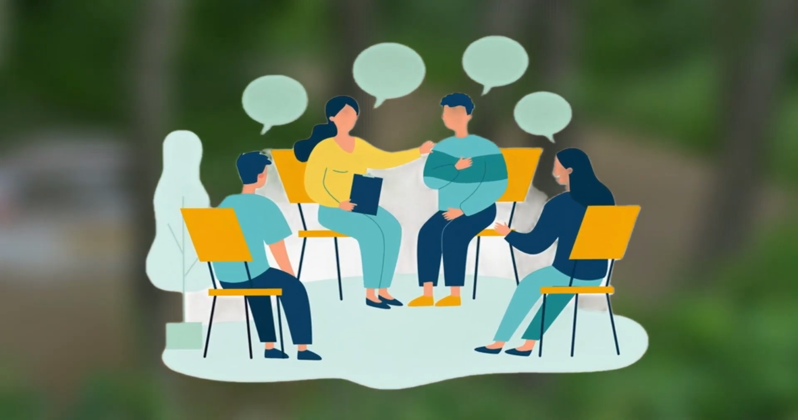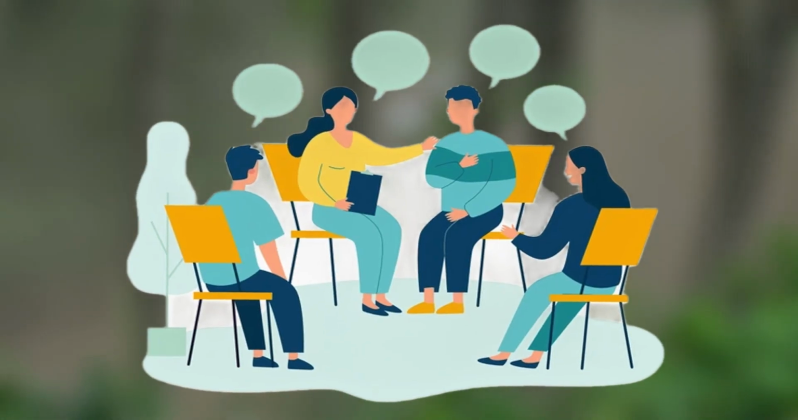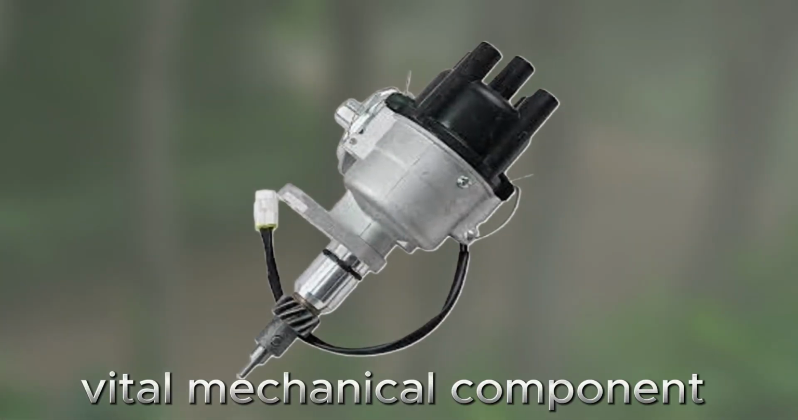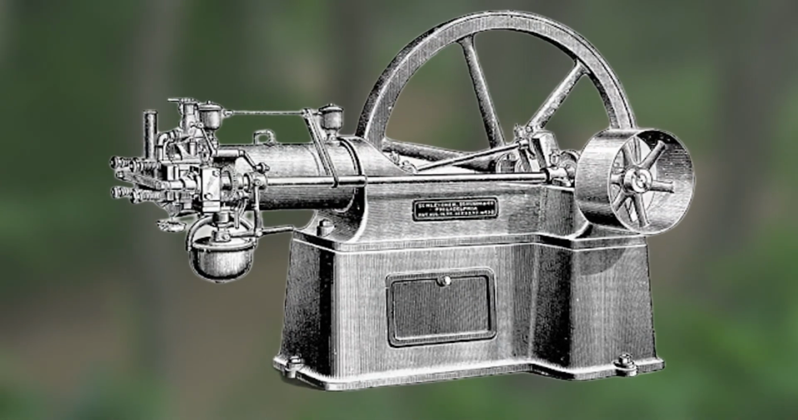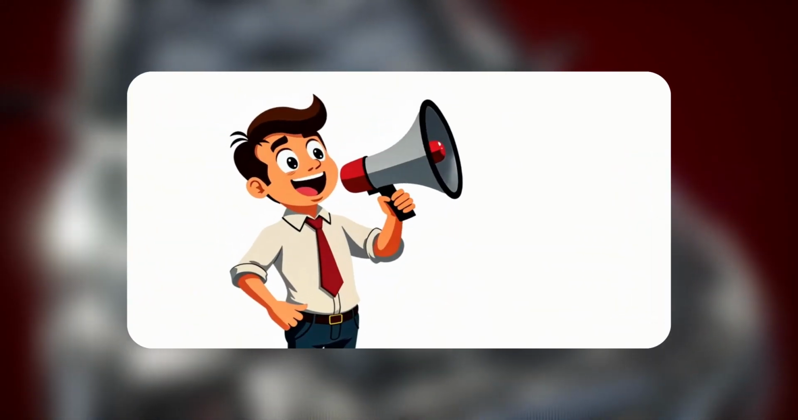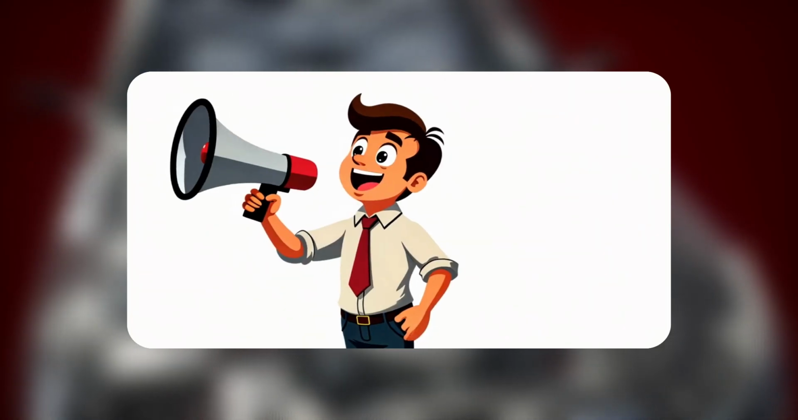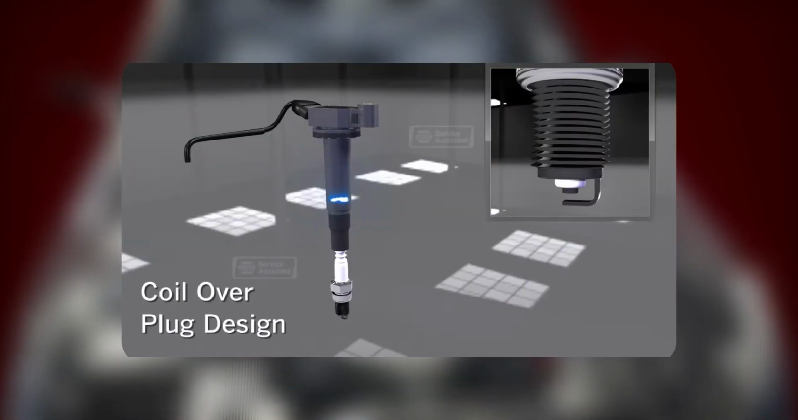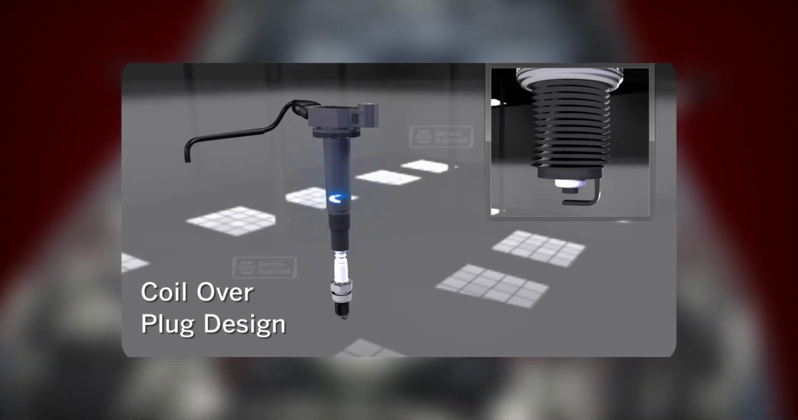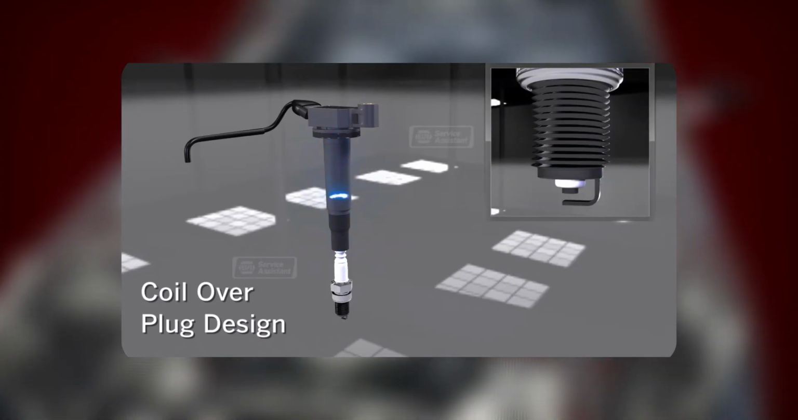Today, we will be discussing a very interesting topic: the distributor. The distributor is a vital mechanical component found in older gasoline-powered internal combustion engines that use a conventional ignition system, CIS. Its primary job is to correctly route the high-voltage electricity generated by the single ignition coil to the correct spark plug at the precise moment it needs to fire.